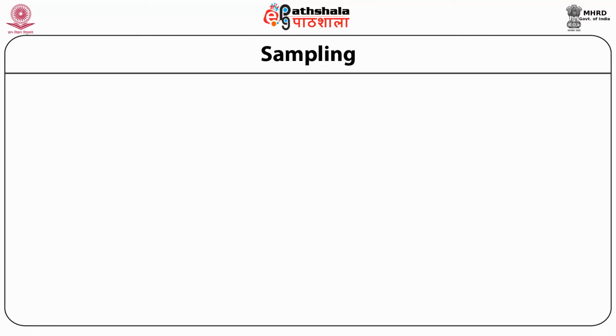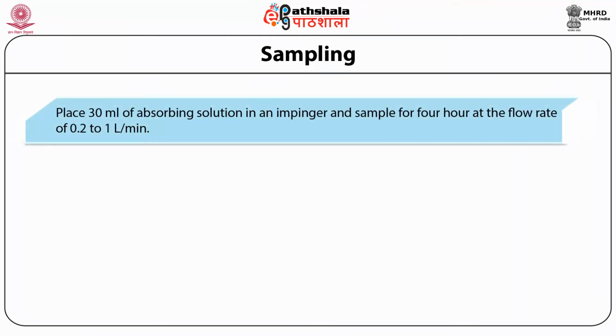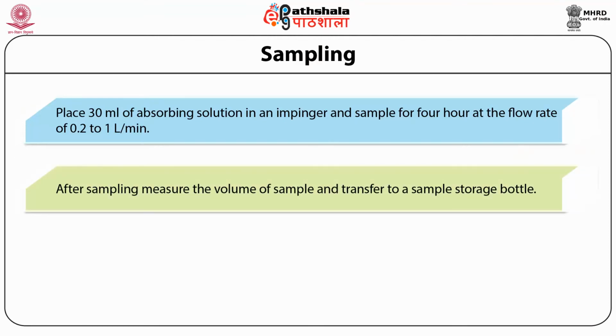Now for the analysis purpose, first of all we have to collect the sample of the oxides of nitrogen from the air sample. For that, place 30 ml of the absorbing solution in an impinger and sample it for 4 hours at a flow rate of 0.2 to 1 liter per minute. After sampling, measure the volume of the sample and transfer it to a sample storage bottle.